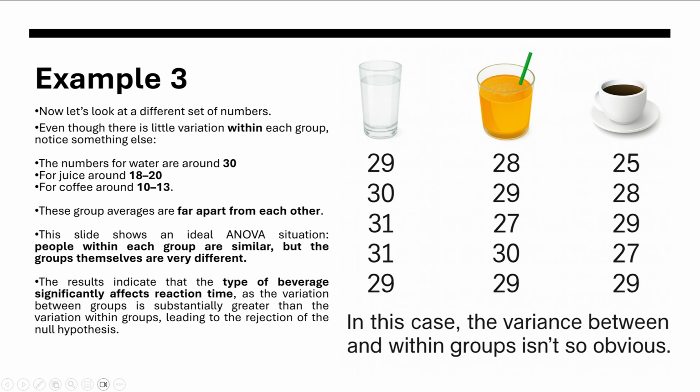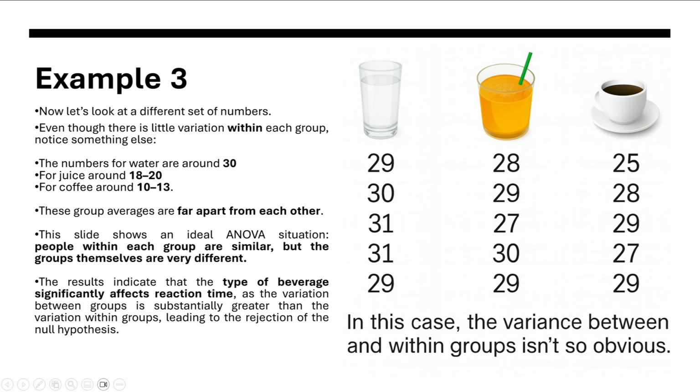For the juice group, the values are 28, 29, 27, 30, 29. Again, the values are clustered together. There is little variation within this group. For the coffee group, the values are 25, 28, 29, 27, 29. Once again, reaction times within the group are fairly similar. Key point: in all three groups, within-group variation is relatively small.